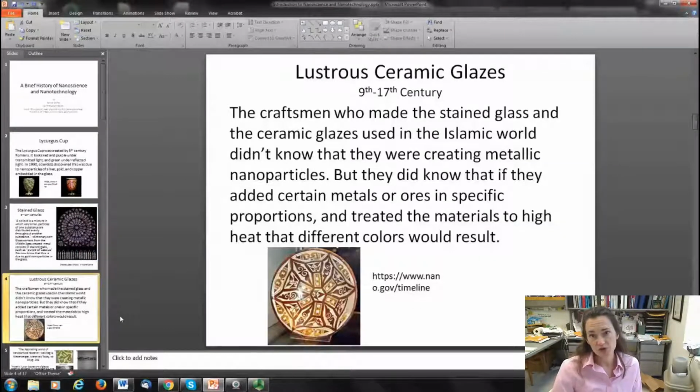Also, there were some beautiful lustrous ceramic glazes that were popular from the 9th to the 17th centuries, and these were made by craftsmen in the Islamic world. Now, of course, yet again, they didn't understand that they were creating metal nanoparticles, but they did know that if they added certain metals or ores in specific proportions and then treated those materials with a high temperature heat treatment, they would get different colors out. And you can see some of the beautiful work that they created.